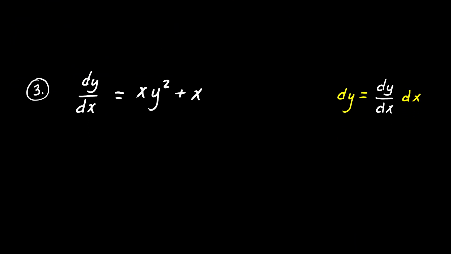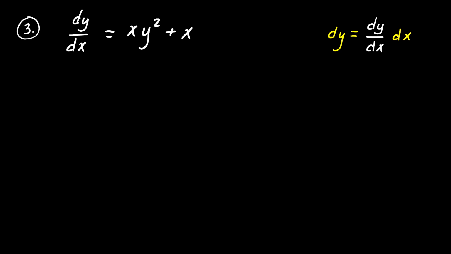Problem number 3, again, same approach. This one looks a little trickier for many people, but again, let's go ahead and write dy equaling, and we'll write down our dy/dx, which in this case is xy squared plus x, and then we have dx. Throw some parentheses around there to show that it was actually substituted in.